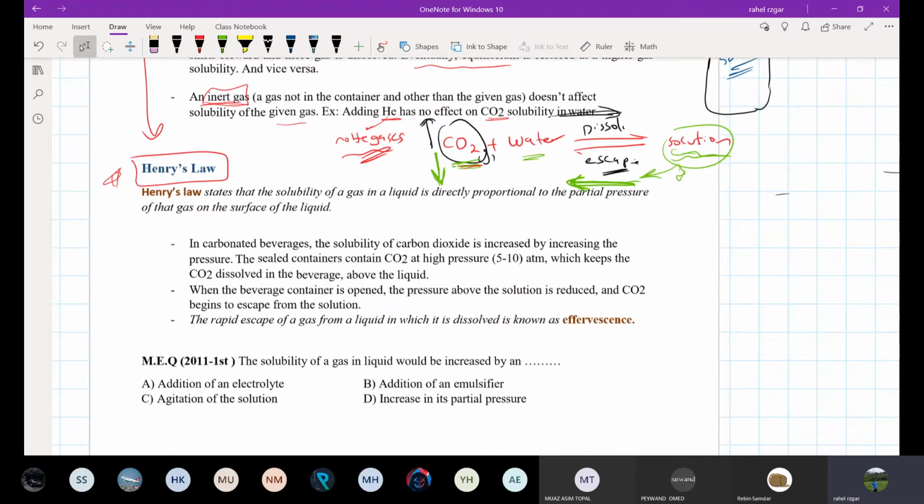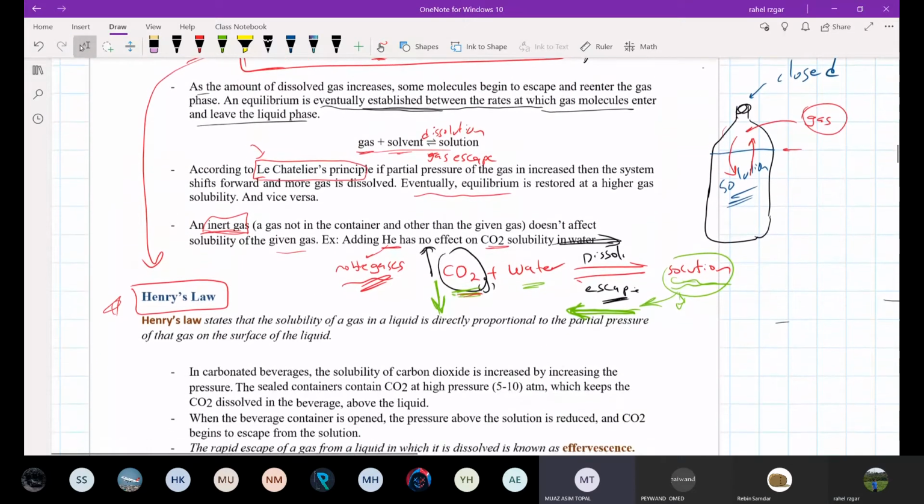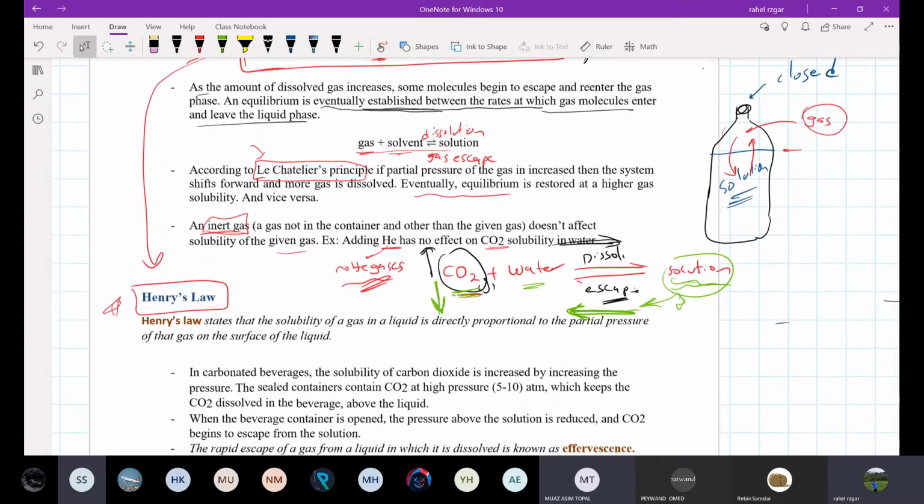All right, let's continue. Teacher, what is the difference between Le Chatelier's principle and Henry's law? Henry's law talks about the relation. Henry's law only talks about the relation between gas and partial pressure. Le Chatelier's principle talks about every single type of equilibrium. Le Chatelier's principle talks about what happens if we change an equilibrium. So that is the difference.